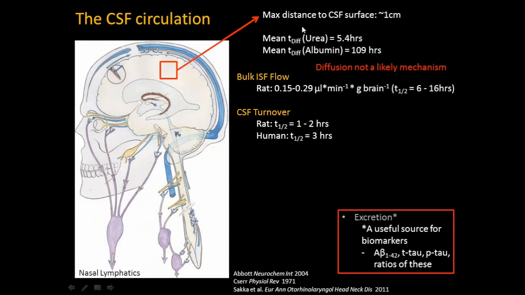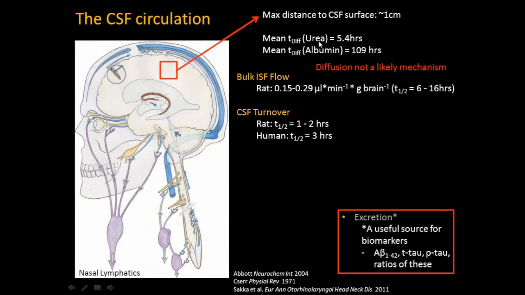From this fact came, in the 70s, 80s, and 90s, this idea of bulk interstitial flow. So what this is, is the notion that the brain interstitial fluid, which is all the fluid in between the cells of the brain, is not static, but rather flowing through the tissue like water flows through an underground aquifer, right? So the fluid medium itself is flowing all the time, and with it, it's taking all of the solutes that are in it.